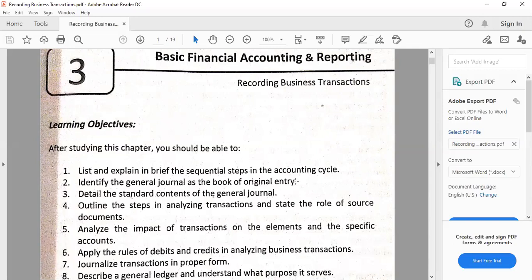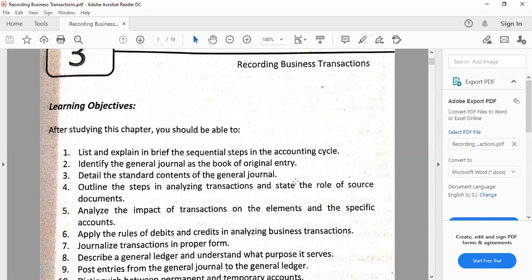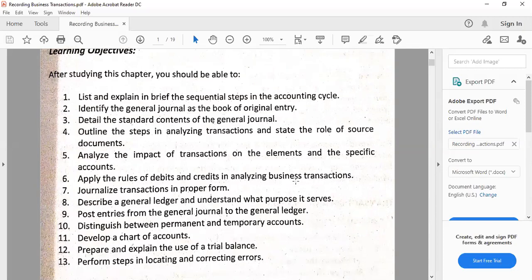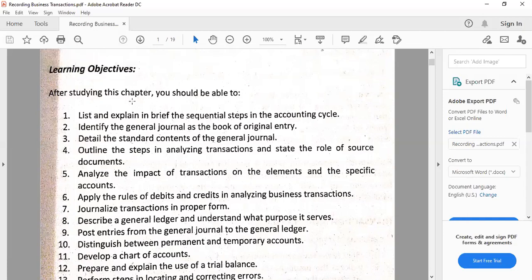So we have the recording, also known as journalizing, or recognition. Those three terms are very similar to each other, so make sure to jot them down. Also, after that is posting the journal entries to the general ledger. And then the third one is preparation of the trial balance. You can see them in the learning objectives that would serve as our guide so that we would be able to do the steps well.